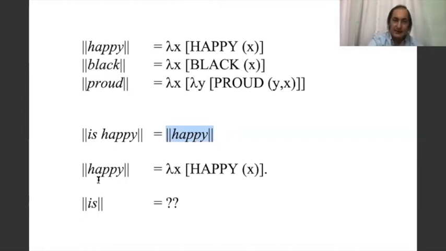And we know what happy is, that's here. And the question is, what do we do with is at the bottom here? Okay. We want it to be vacuous, but it is a word. You can't just ignore it. You have to do something with it.